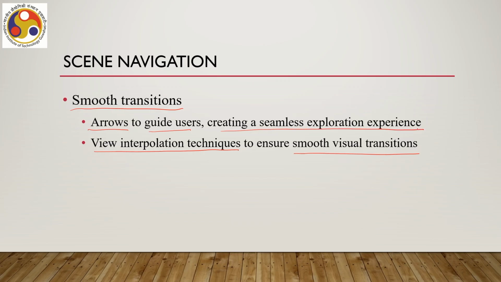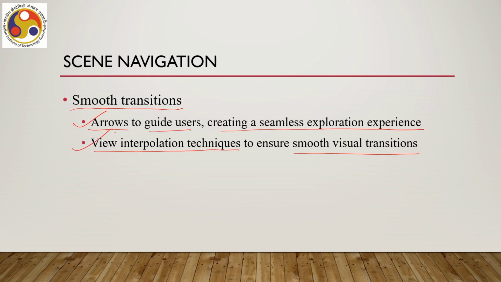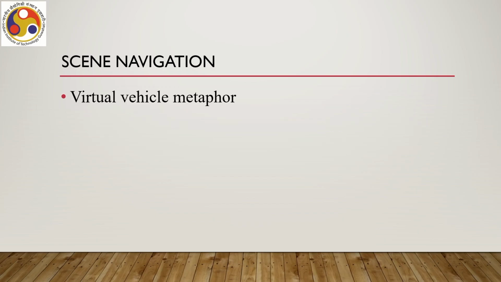The arrows essentially let the user move from one image to another. The user cannot randomly move around. So, the arrows are provided to guide the user for a smooth travel experience. These two techniques, arrows and view interpolation, were used for smooth transitions from one image to another while exploring a space. We have also added one virtual vehicle metaphor.